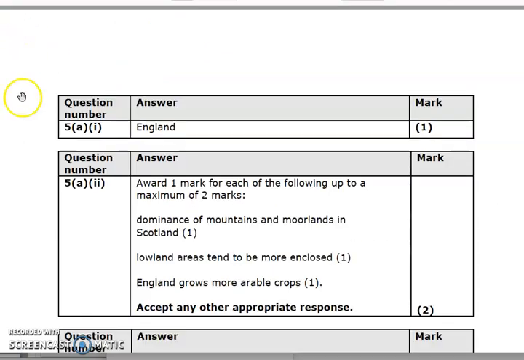So quickly looking at those answers, the first one was England. This was the country that had more urban than woodland ecosystems. And then the reasons for the greater levels of enclosed farming is because there's so many mountains in Scotland, it's harder to farm. There tends to be more farming in England closer to the population. The lowland areas tend to be more enclosed. So very simple, common sense answers there.